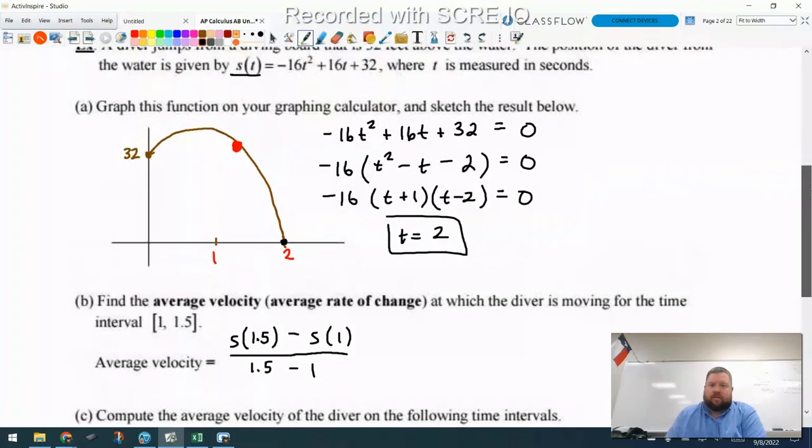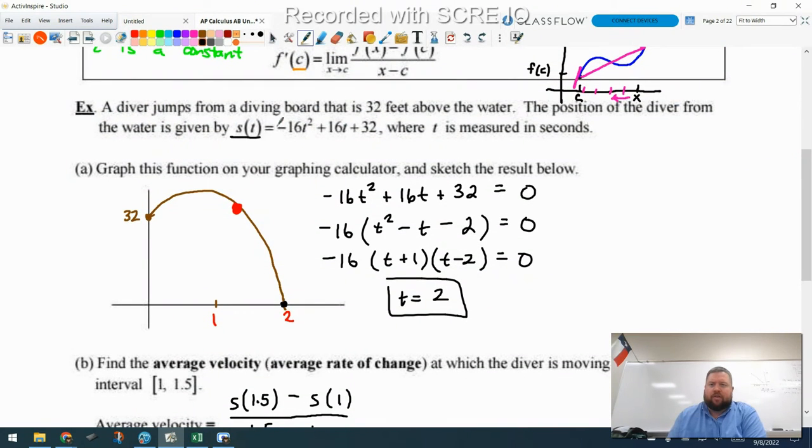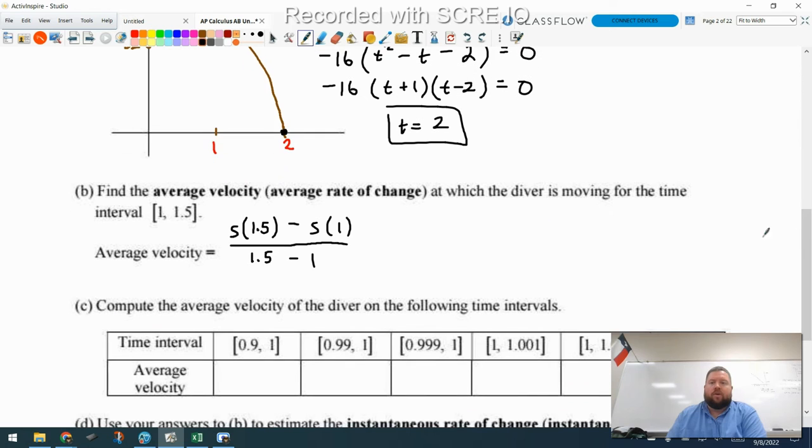Okay, position, let's see, they gave us some position of the diver in the water is 32 feet. So position's in feet and t is measured in seconds. So this is going to be feet on top divided by seconds on bottom. All right, and so those of y'all who have done some physics, you know velocity is in a measurement like feet per second. All right, so that makes sense. Our units are matching up.